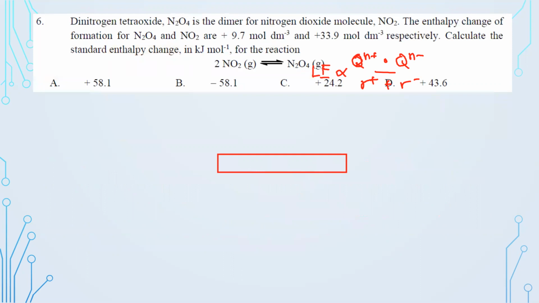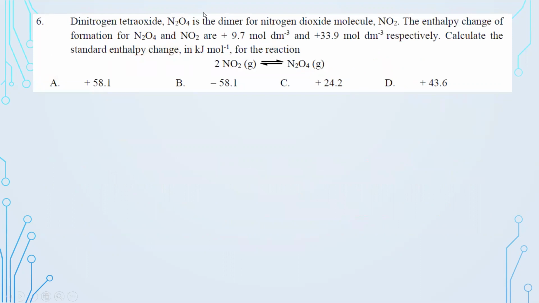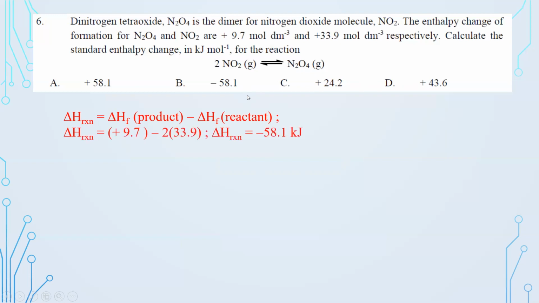Dinitrogen tetroxide is a dimer. It's the dimer formed from nitrogen dioxide. The enthalpy changes of formation of N2O4 and NO2 are 9.7 kJ and 33.9 kJ per mole respectively. Calculate the standard enthalpy change in kJ per mole. So this one is a very quick solution. Simply use total enthalpy change of the product minus total enthalpy change of the reactant. Substitute the value: positive 9.7 minus 2 times 33.9. So you have enthalpy change of reaction equal to negative 58.1. So the answer is B.